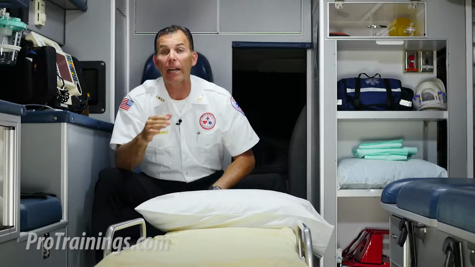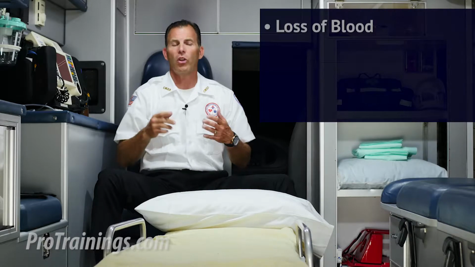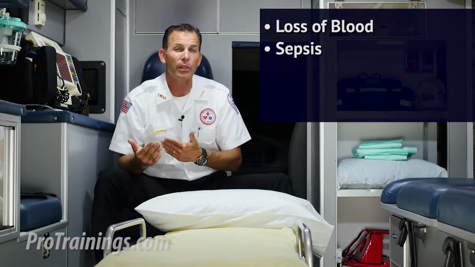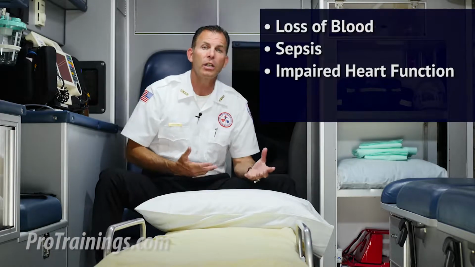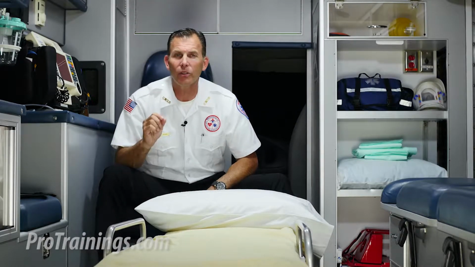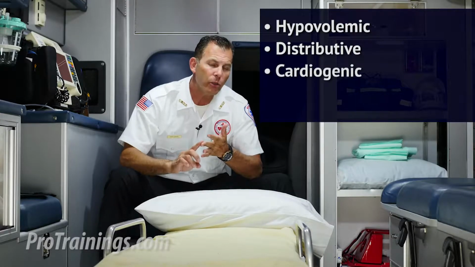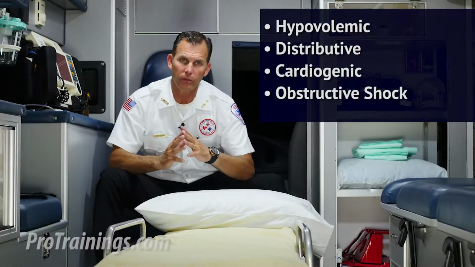This means that the body is unable to circulate blood with adequate oxygenation to the vital organs and the rest of the body due to different things like loss of blood, maybe sepsis, impaired heart function, anaphylaxis. Though there are many different subcategories and causes of one form of shock or another, the main types we will be addressing are hypovolemic, distributive, cardiogenic, and obstructive.